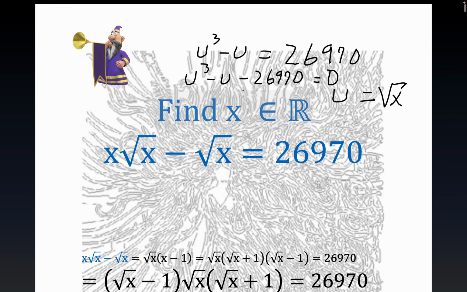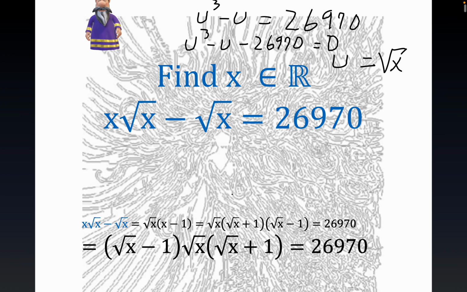And I chose not to do it this way. It ends up being sort of the same thing, but we'll see what you think. What I did is factor out a square root of x, right? But then you can write x minus 1 as the square root of x plus 1 times the square root of x minus 1. So it's the difference of two squares in a slightly uncommon form, all right?